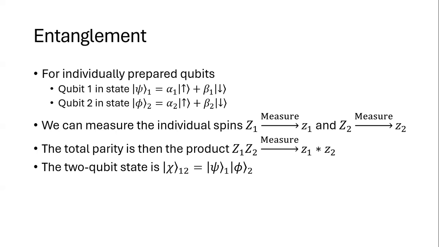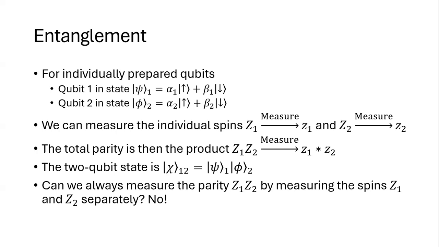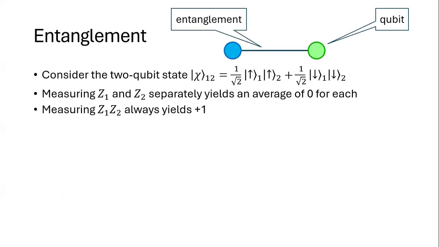But if you think about measuring the parity of your two qubits, then there are cases where just measuring the individual spins is not sufficient to tell you anything about the parity. So I want to give you an example of when that would happen. So think about the following preparation of your two qubits.